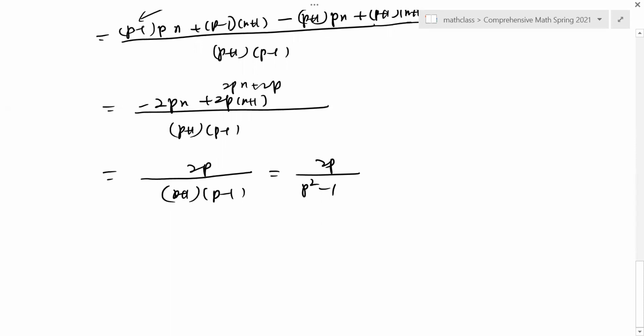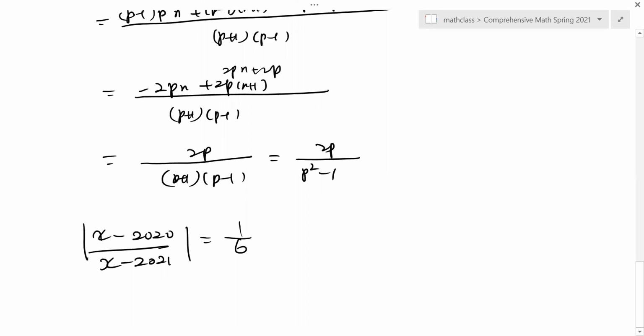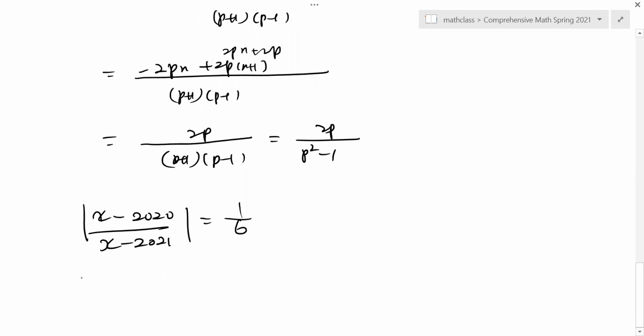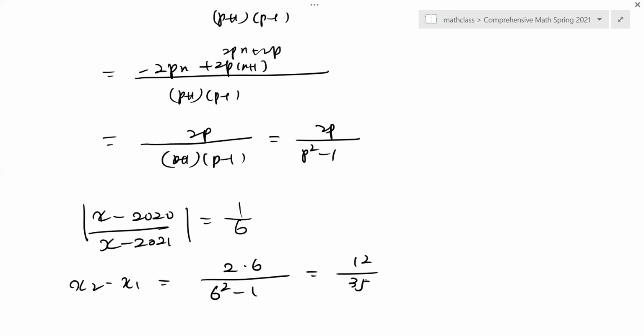So even this year I changed the problem. If I ask you to look at 2020 minus x 2021, the answer is 1/6, still the same answer. So x2 minus x1 is going to be 2 times 6, 6 squared minus 1, right? So that was 12, 35. You see the same result. So next year, if we change the problem and you end up with the same answer, see? So we did not do that even at the very beginning.